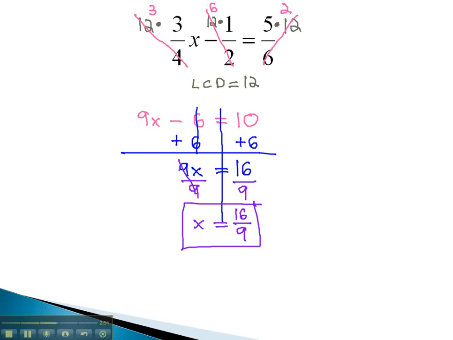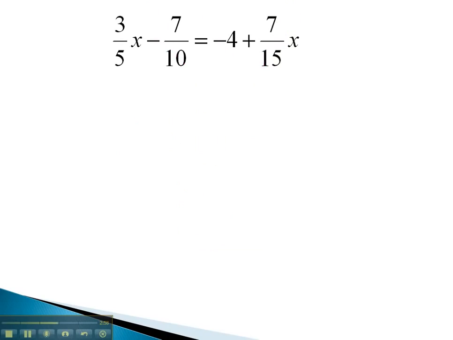Let's try another example that might be a little more involved that we can solve by clearing the denominator. Here you notice we have the negative 4, which is not a fraction. We can quickly make it a fraction by putting it over 1. Now we can find the least common denominator of 5, 10, and 15. This will be 30. So we will multiply each term by 30 all the way across.